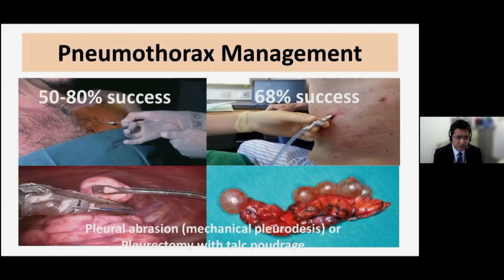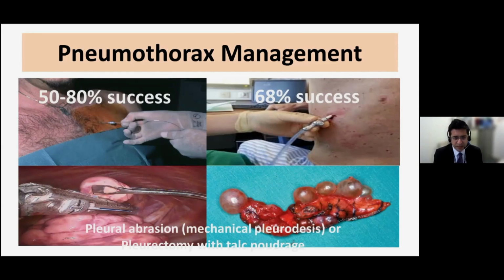So pneumothorax management. Aspiration has a success rate ranging from 50 to 80%. Chest drain will be successful in more than 70% of cases. And in those where it's not successful, we'll be referring these patients on for surgery. And our surgical colleagues will do pleural abrasion, maybe do a pleurectomy, talc poudrage, or excise these blebs, which are often found.